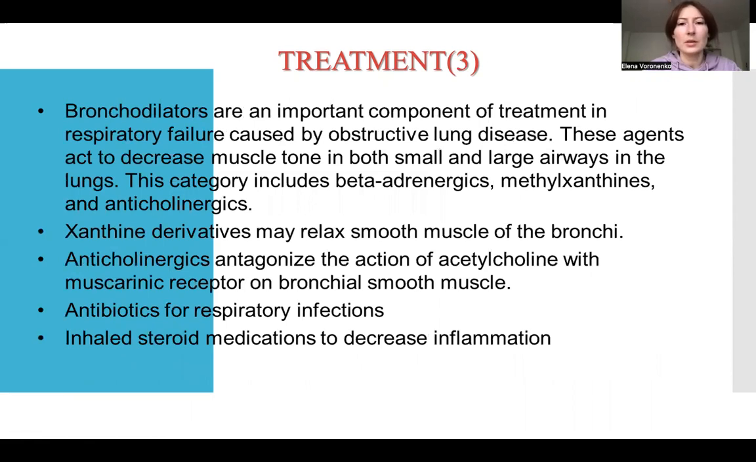Bronchodilators are an important component of treatment in respiratory failure caused by obstructive lung disease. These agents act to decrease muscle tone in both small and large airways in the lungs. This category includes beta-adrenergic agonists, methylxanthines, and anticholinergics.